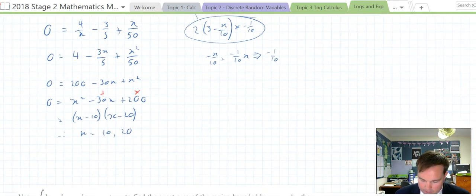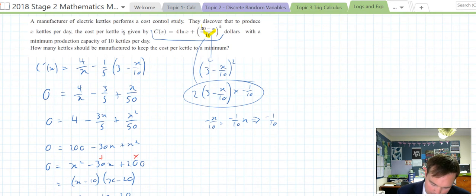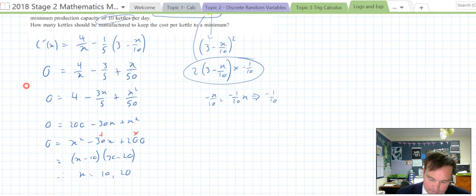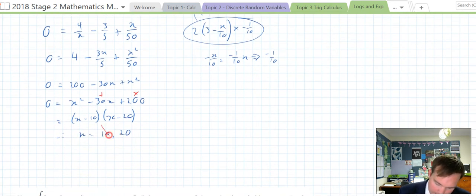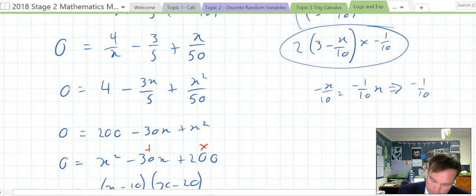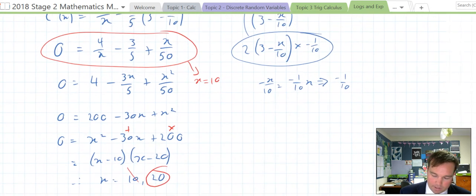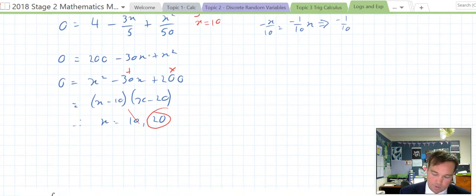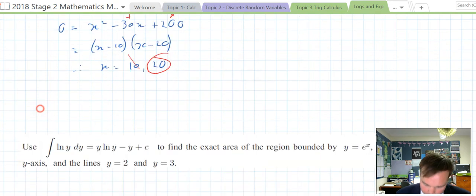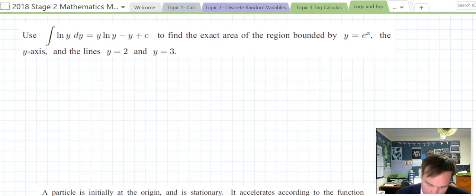But bear in mind at the start, they told us that minimum capacity is 10 kettles a day, so we want to exceed the minimum. That's not possible. Our solution is x equals 20. And note, if at this step we put that into solver in our calculator, I haven't tried this, but I'm pretty sure it will tell us x equals 10, and we'd be stuck there thinking, well, that's a bit unfortunate. So if you're ever seeing a whole pile of fractions, multiply through by the denominator nice and patiently, eventually it can drop out reasonably nicely. Alright, continuing on.